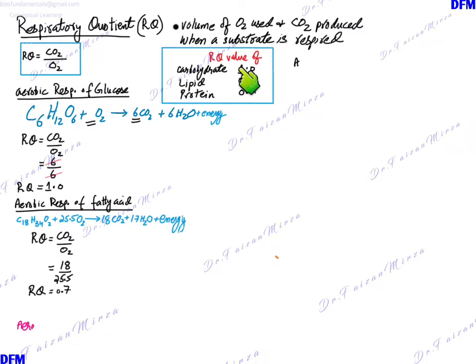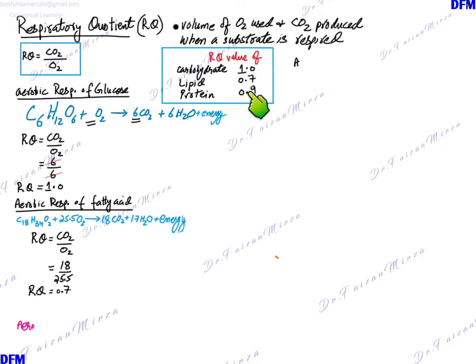So whenever a value of 1.0 comes, it means carbohydrate was being respired aerobically. If it's 0.7, it means lipid was being respired aerobically. But a value of 0.9 does not say that protein is being respired, because proteins are the actual building blocks of life. We can't respire proteins normally because that would mean that we are damaging our cells irreversibly. But still we see that at times the RQ value comes out to be 0.9.